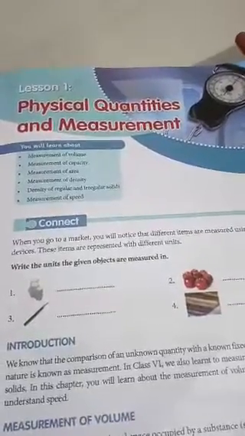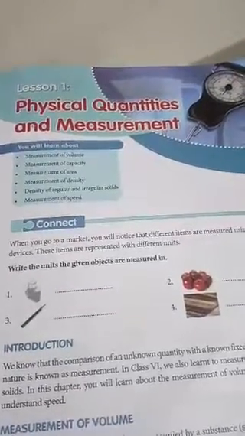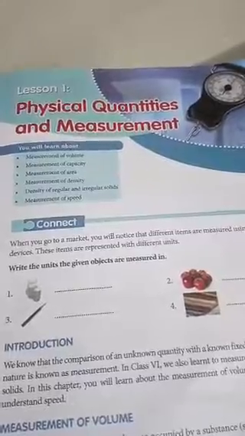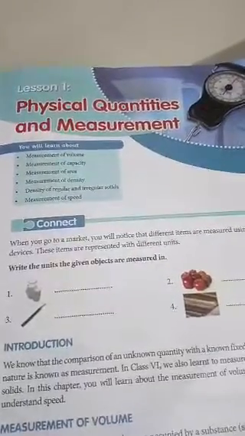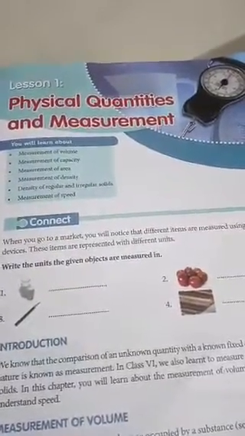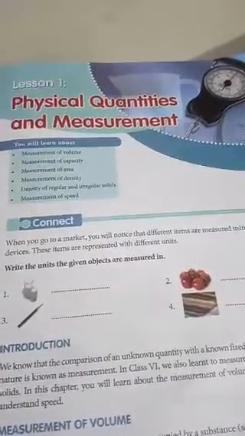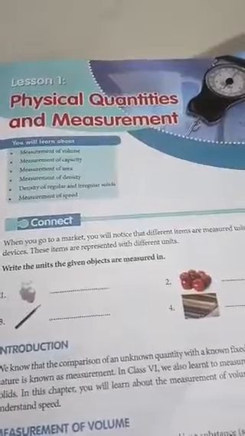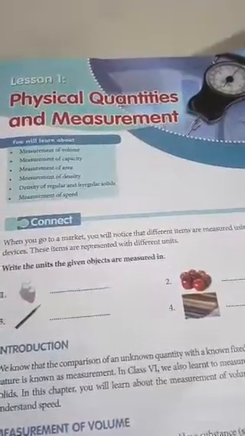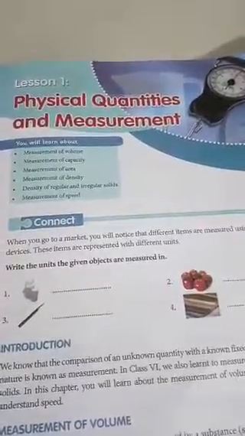So what do you mean by physical quantity? A physical quantity is something which you can measure. Anything which we can measure, we call it a physical quantity. So when we measure a physical quantity, we always need a unit. Exactly. So we require a unit to measure a physical quantity.